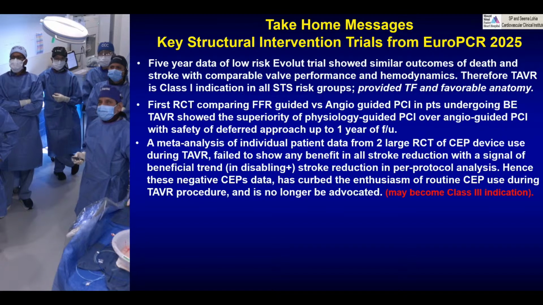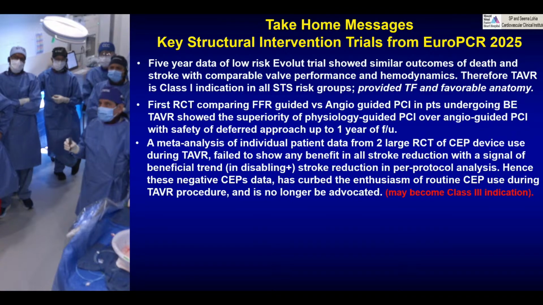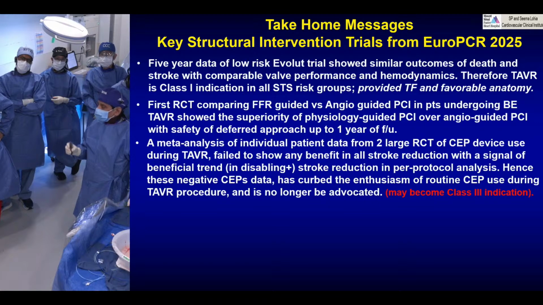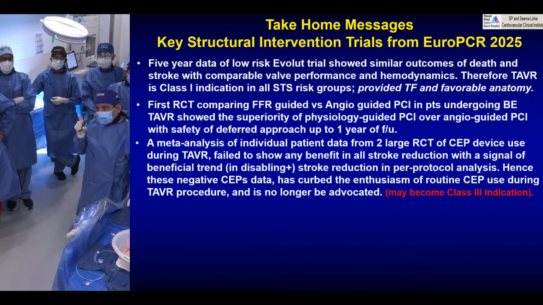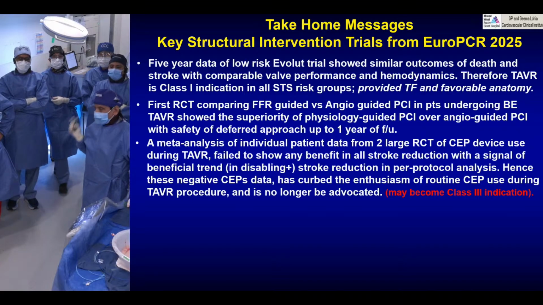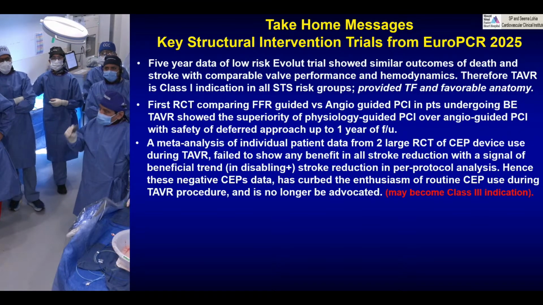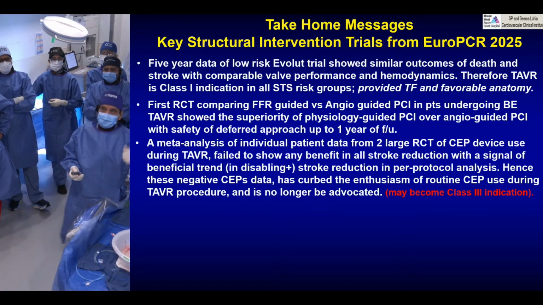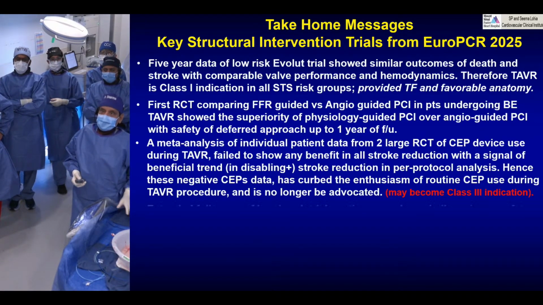Then the meta-analysis of the individual data of 2 randomized trials of the CEP device showed no benefit, but per protocol there was some benefit. Although some people think it may become a class 3 indication, I don't think it will, because there is still some benefit, particularly in the per protocol analysis for disabling stroke. So the cases we discussed earlier who have a high incidence of CVA post-TAVR, I think those will continue to be used. That may be 15-20% or less.